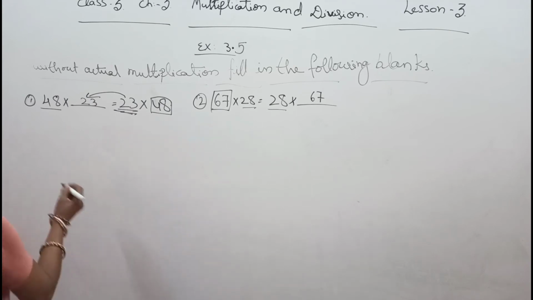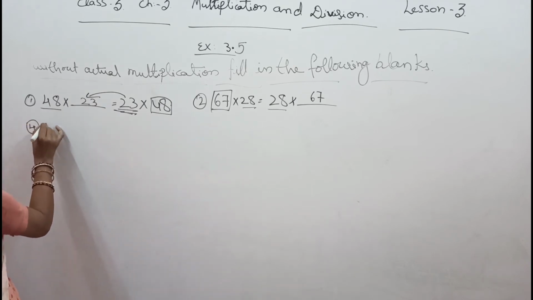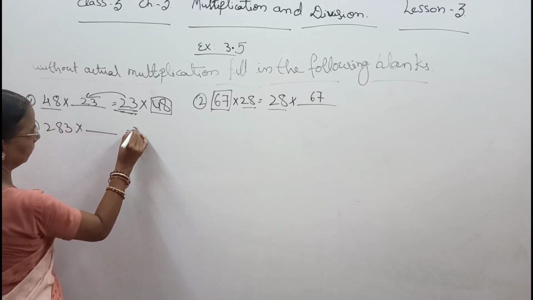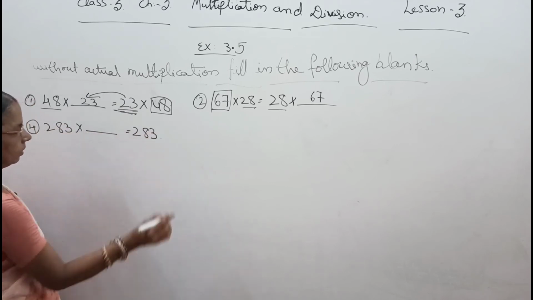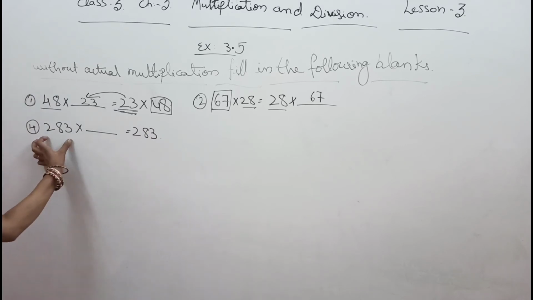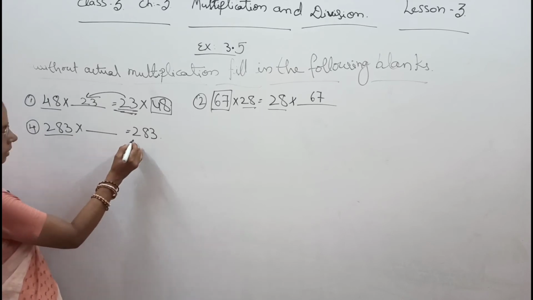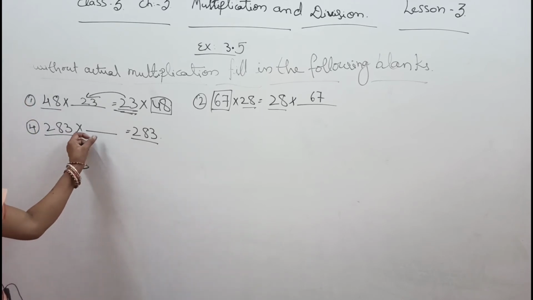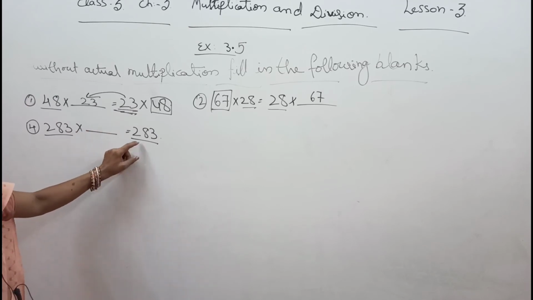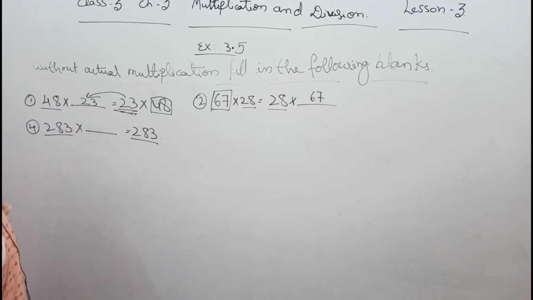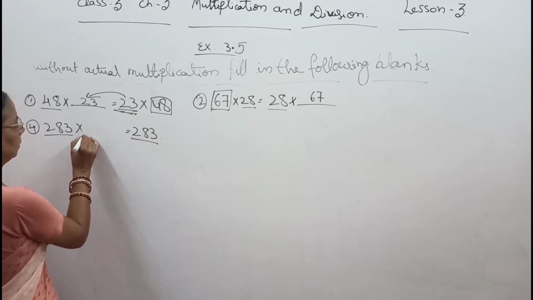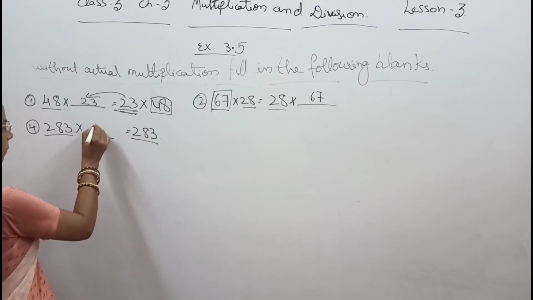Fourth one, that is 283 into dash equals 283. Now here we have the number 283 here and here also. If we multiply with any number, we have to get the same number, that is 283. When we get the same number without any change, that is 1.